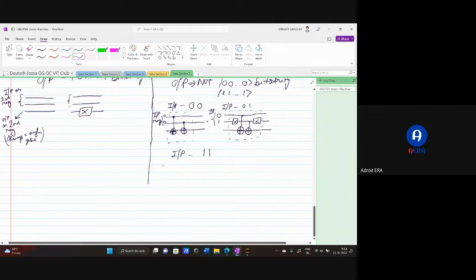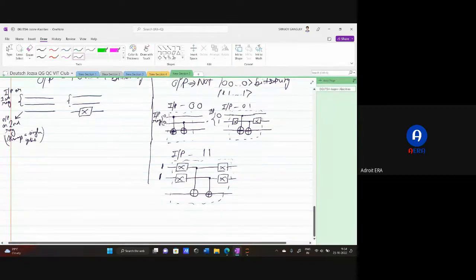Now what is going to happen? Now you have 1 1, so you are going to wrap both the controls, because both are 1. Let's say this is the circuit, and then also you have this, and wrap it with X gates. This will be the oracle for input 1 1. So now you can see with the input values how it is changing.